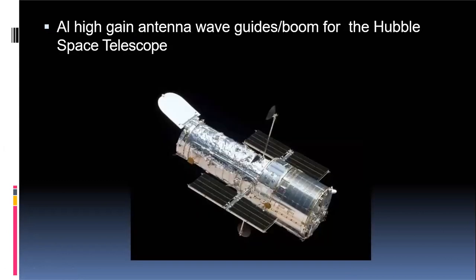Next, aluminum high gain antenna wave guides or boom for the Hubble Space Telescope. They are also used in the telescope's structure. So these are all the different applications of the metal matrix composites, and the materials and compositions they use in the different sectors.